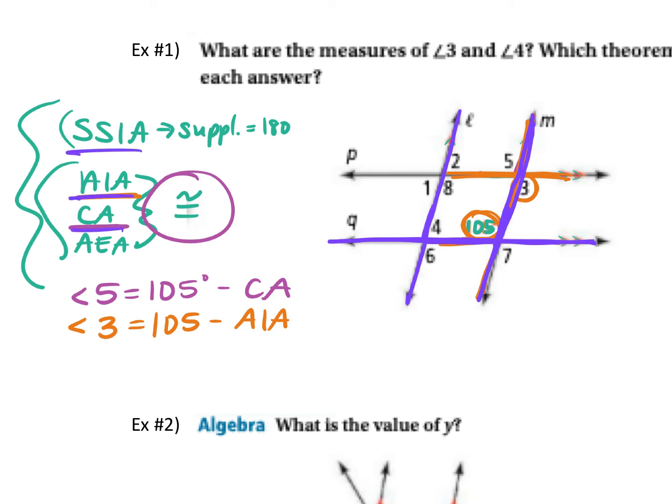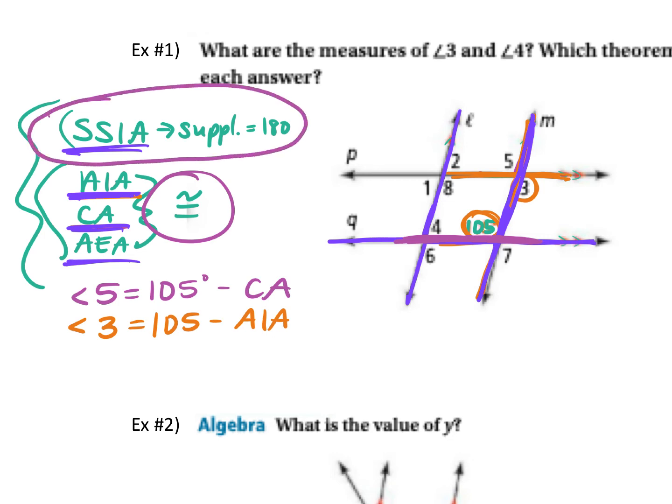Of these 4 types: same side interior, alternate interior, corresponding, alternate exterior. Same side interior. They're on the same side of the transversal, right? Here's our transversal. They're both above the transversal, but they're inside L and M. Okay? What do you know about same side interiors?